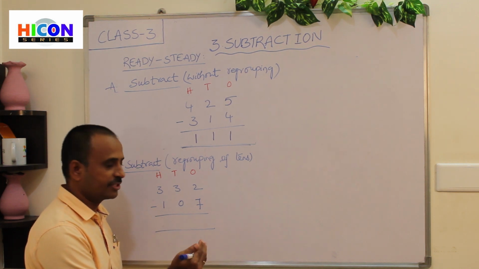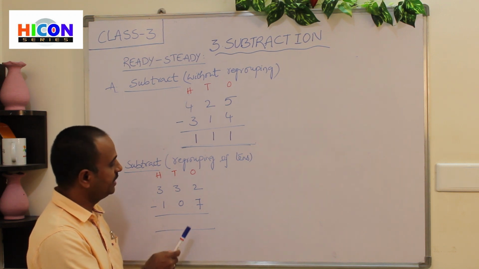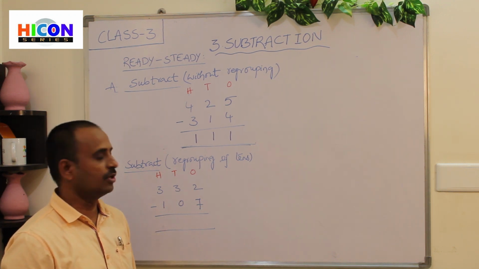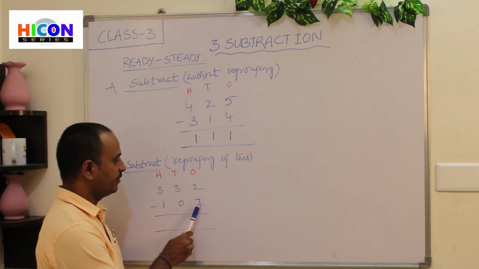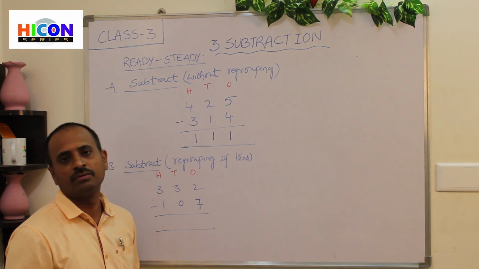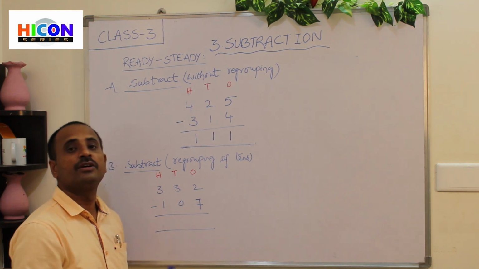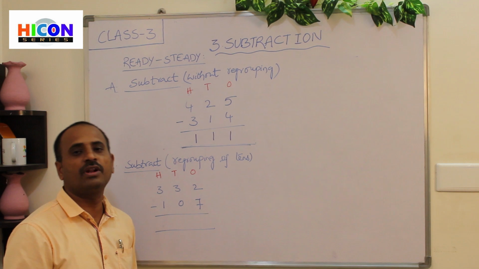Now start subtraction from the ones place. So what are the digits present under ones place? 2 and 7 are present under ones place. So now subtract 7 from 2. Is it possible to subtract 7 from 2? No. Why? Here 2 is the smaller number, 7 is the bigger number. So we cannot subtract a bigger number from a smaller number.